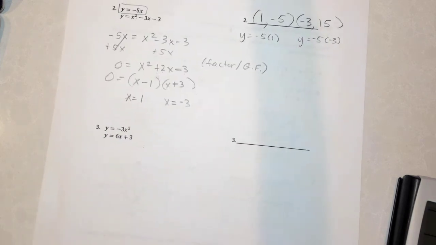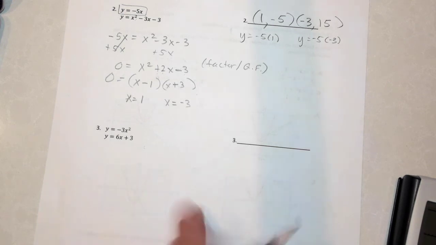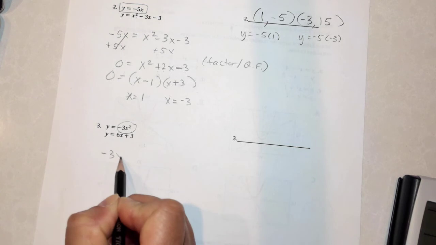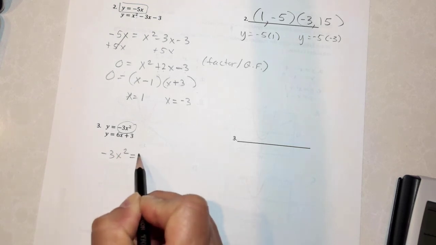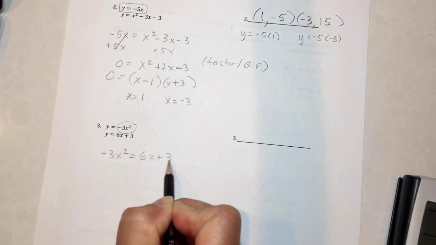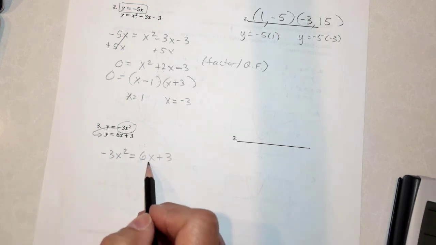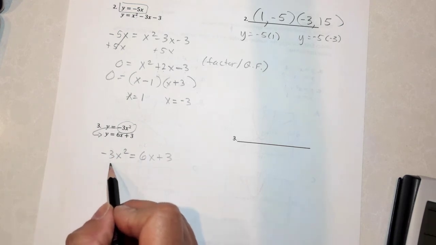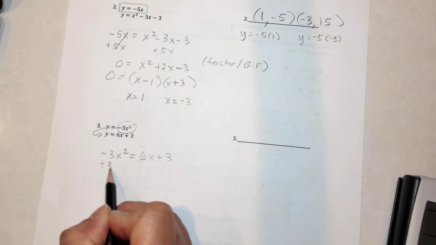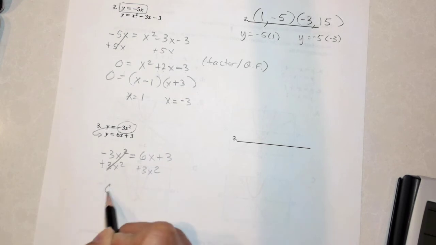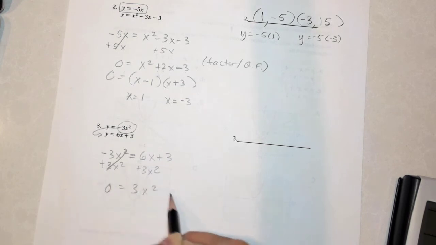Let's tackle another one for better examples. Once again, this y is a negative 3x squared, so I'll put that here. And then that's going to equal 6x plus 3 because I'm substituting that in for the bottom y. Again, I need everything on one side, and I don't like my x squared part to be negative, so I'm actually going to add that piece to the other side. So 0 will be 3x squared plus 6x plus 3.